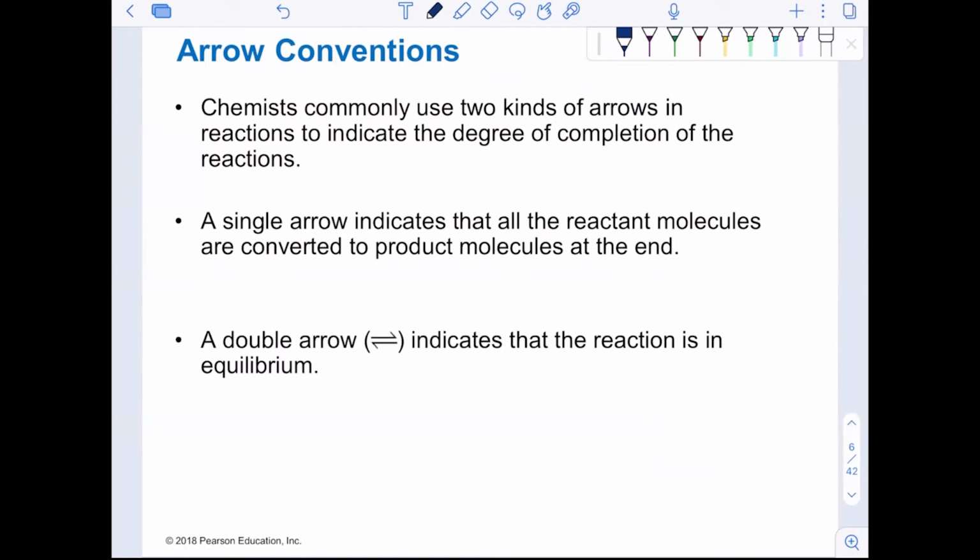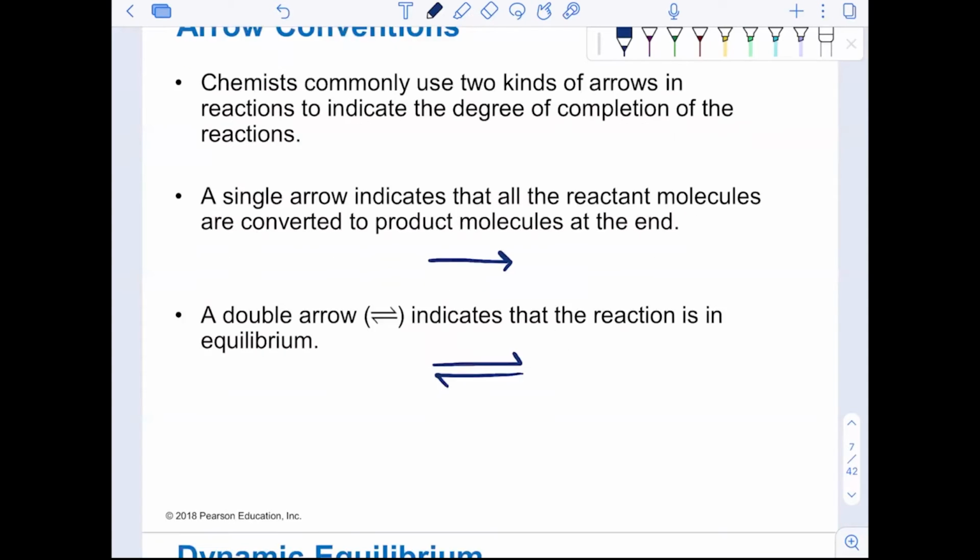So chemists commonly use two different kinds of arrows to indicate a reaction completion. The single arrow is what we've been utilizing thus far. That's a yield sign. Single arrow means that the reactants are converted to products. A double arrow indicates that the reaction is in an equilibrium, that it is reversible, that not only can we imagine the reactants making products, but we can also imagine the products making reactants.